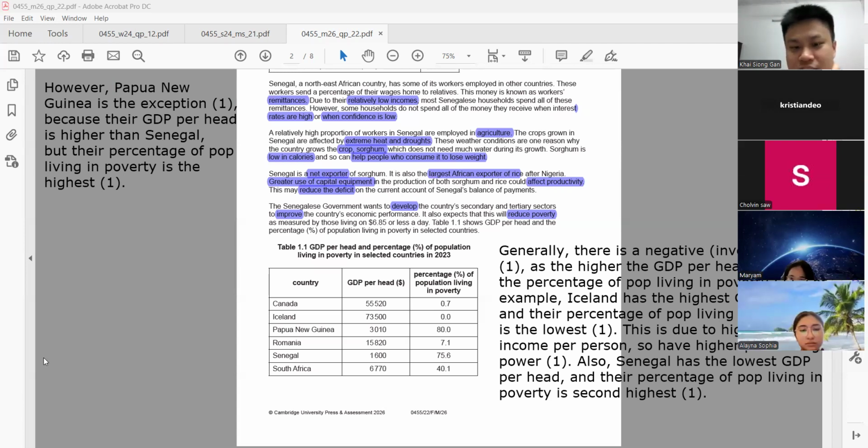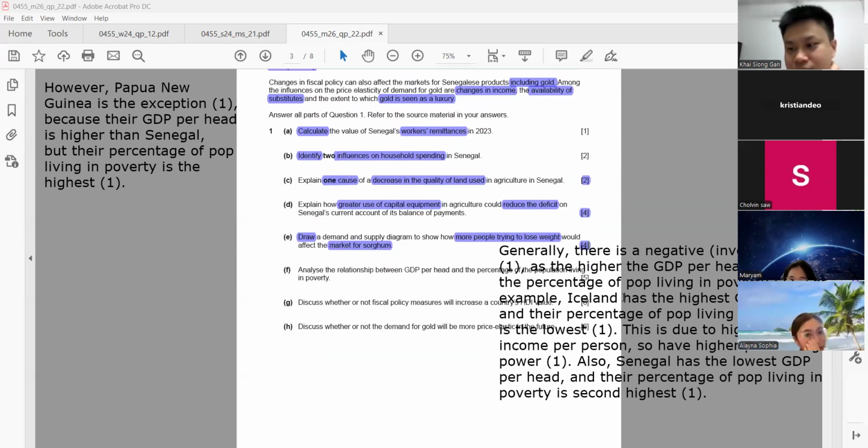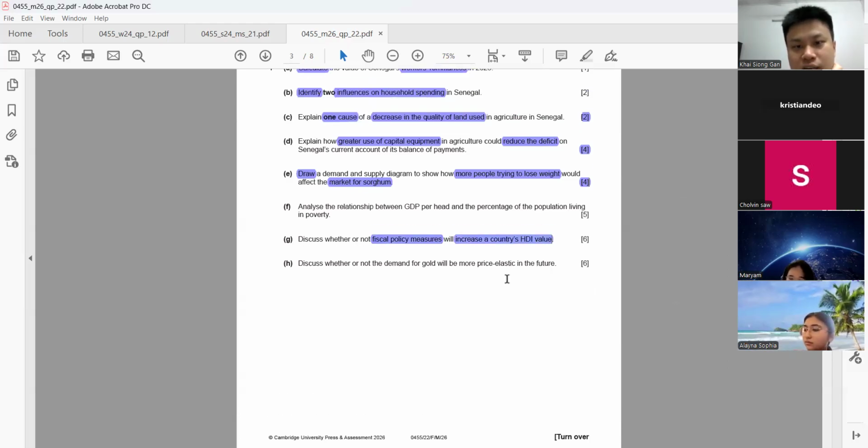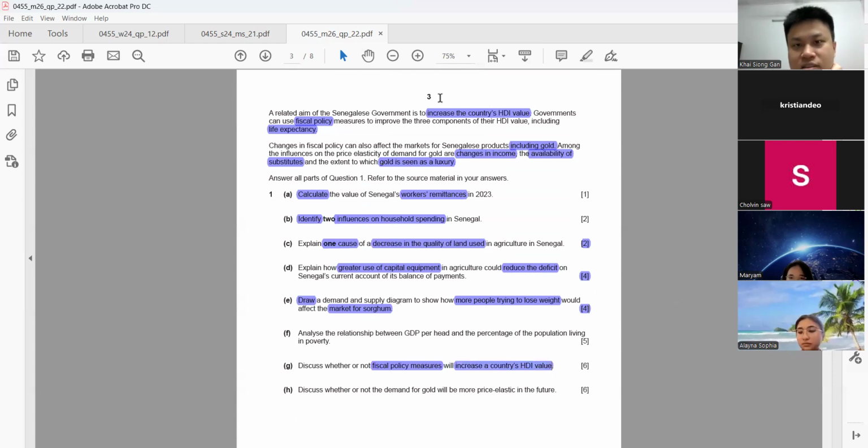Now question G and H. So far I can see the majority of you can score full marks actually. Even Kaisun, you see, discussion question you can get full marks for section A. Chris also can. So I think not a problem for you all. Question G: Discuss whether or not fiscal policy measures will increase the country's HDI value. The answer is from here, easy one. Think of the answer.